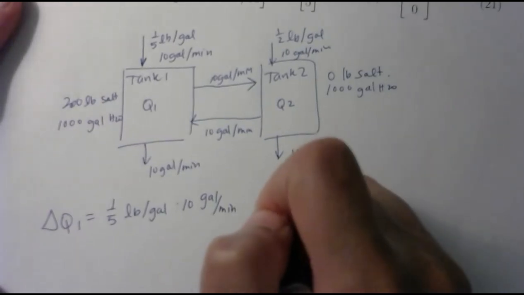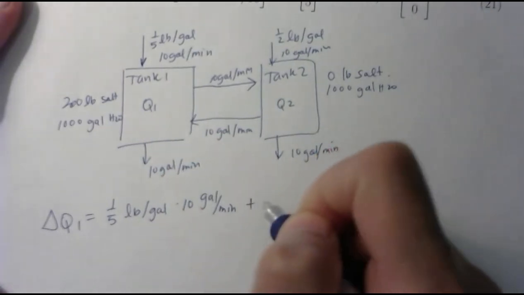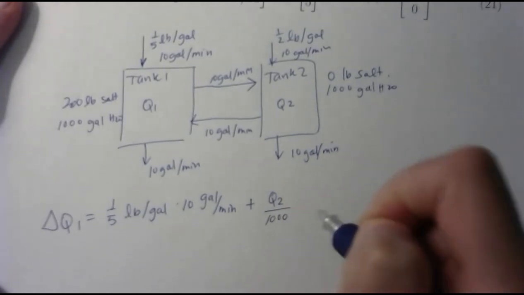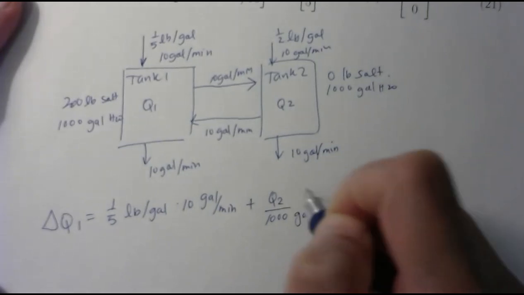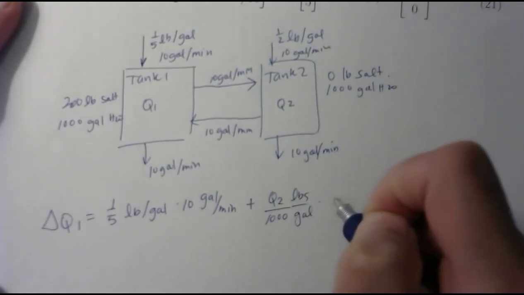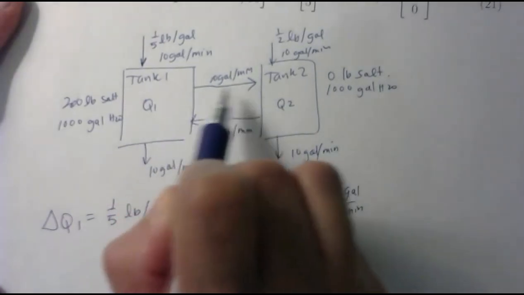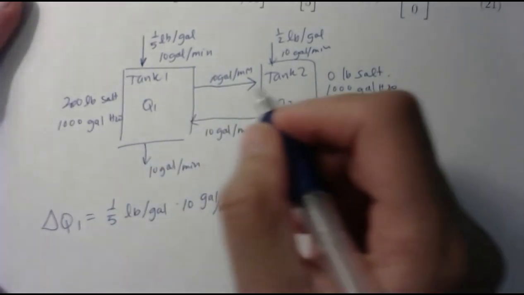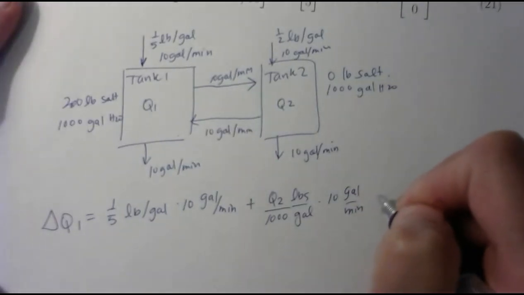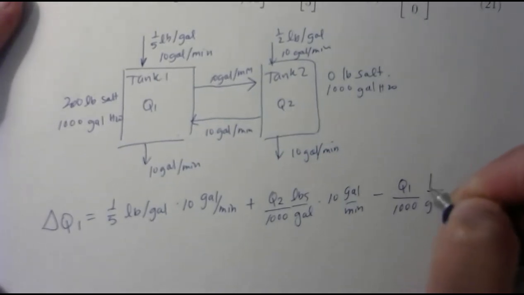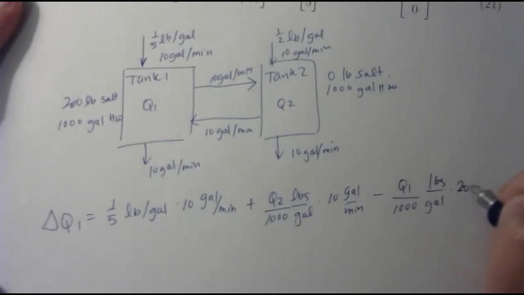It's the right units. Then I'm going to add salt in from tank 2. So whatever the concentration is in tank 2. So Q2 is the amount of salt in tank 2 divided by 1,000 gallons. This is in pounds per gallon. And again, we need a rate, 10 gallons per minute. And then I'm going to lose salt, both going out of here and going out of here. So the rate, if I sum them up, is 20 gallons per minute. So I'm going to subtract the concentration Q1 over 1,000 gallons and pounds are the units times 20. That's 20 gallons per minute.